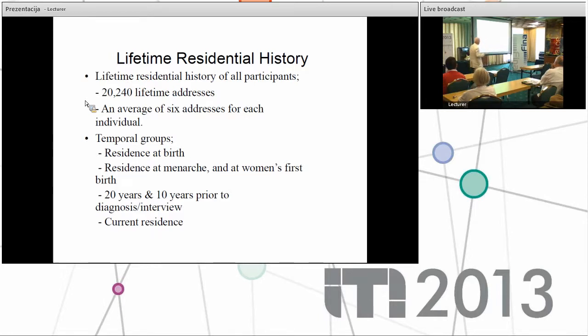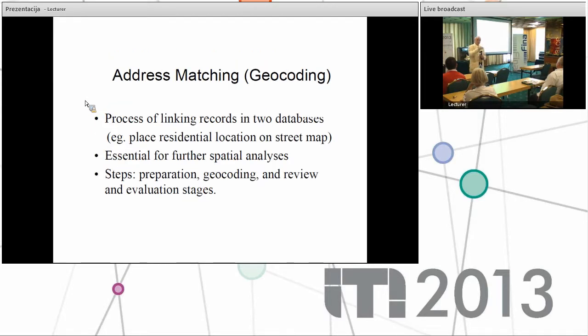For all of those people in the study, we had 20,000 addresses, right? One of the nice things about GIS is you can take these addresses and geocode them, and I'll talk in the workshop a little bit about how to do that. We were interested in residents at birth, residents at the time of their menarche, and then also 10 and 20 years, and also the current residents. So we used their residential history, we geocoded it, and then we could locate it in space. I'll give you some examples.